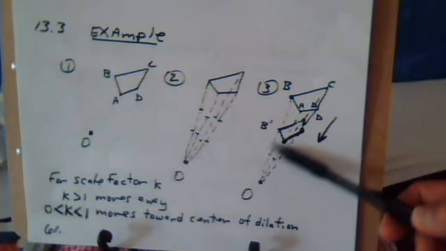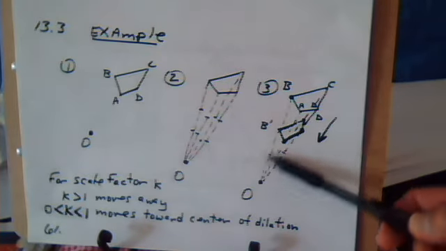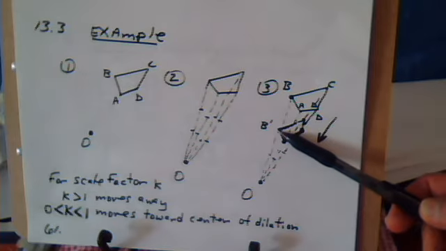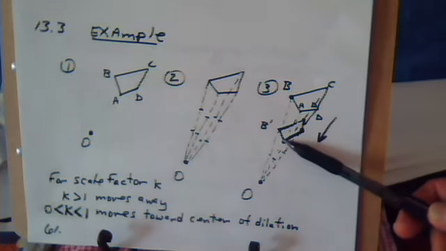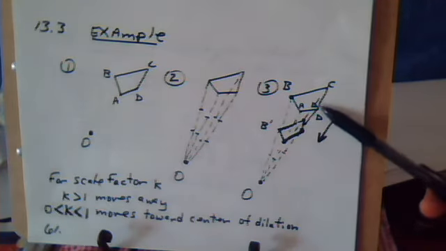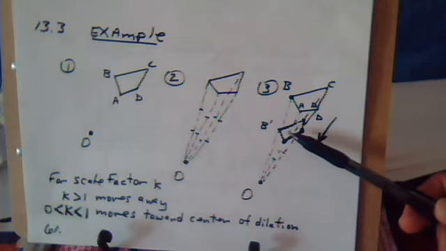Notice this was the 1, and this is 2/3 of the distance. Same with the 8, 2/3 of its original distance, and so forth. This is the image.